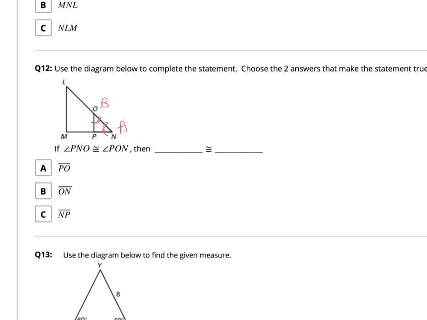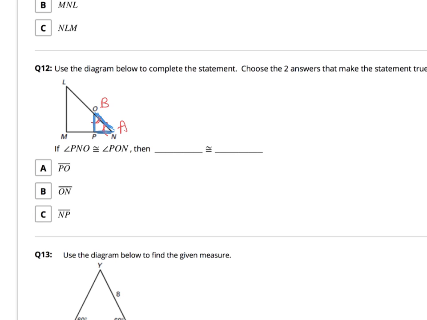So if those 2 angles are equal, which segments are equal to each other? Which sides? You got PO, ON, or NP. I'm going to label those in blue. So PO is just this little guy right here. Is it ON? Remember, you got to pick 2 of them that are going to be equal to each other. Or is it NP? So this little triangle, which 2 are congruent?